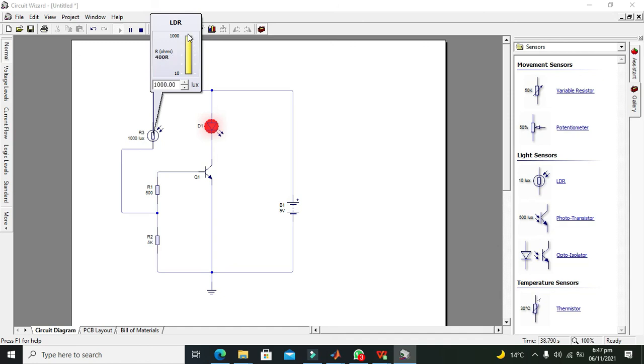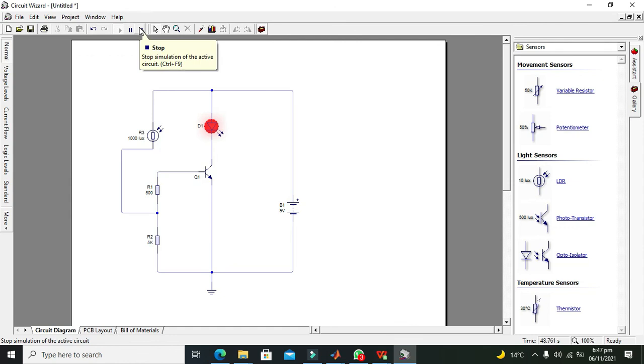So in this way we can simulate our light detector circuit with the help of an LDR. Hopefully you got the concept of how you can make a light detector circuit within the circuit wizard.